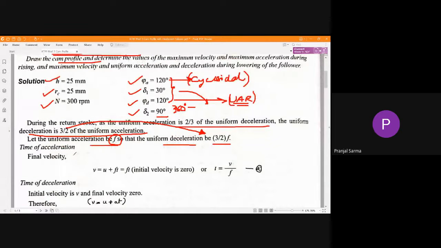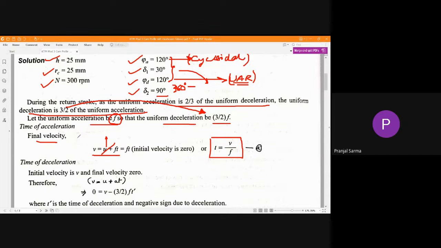Now we'll find out the time of acceleration. So we know this relation for linear velocity, v equal to u plus at, that we already know. Now the final velocity is v. It has started from zero velocity, that is, the initial velocity is zero. So what will remain? v equal to ft, or we can write t equal to v by f. This is the first case. This is how the acceleration, the linear velocity, and the time are related for acceleration. Now we are talking about the return stroke only. Now the time of deceleration.